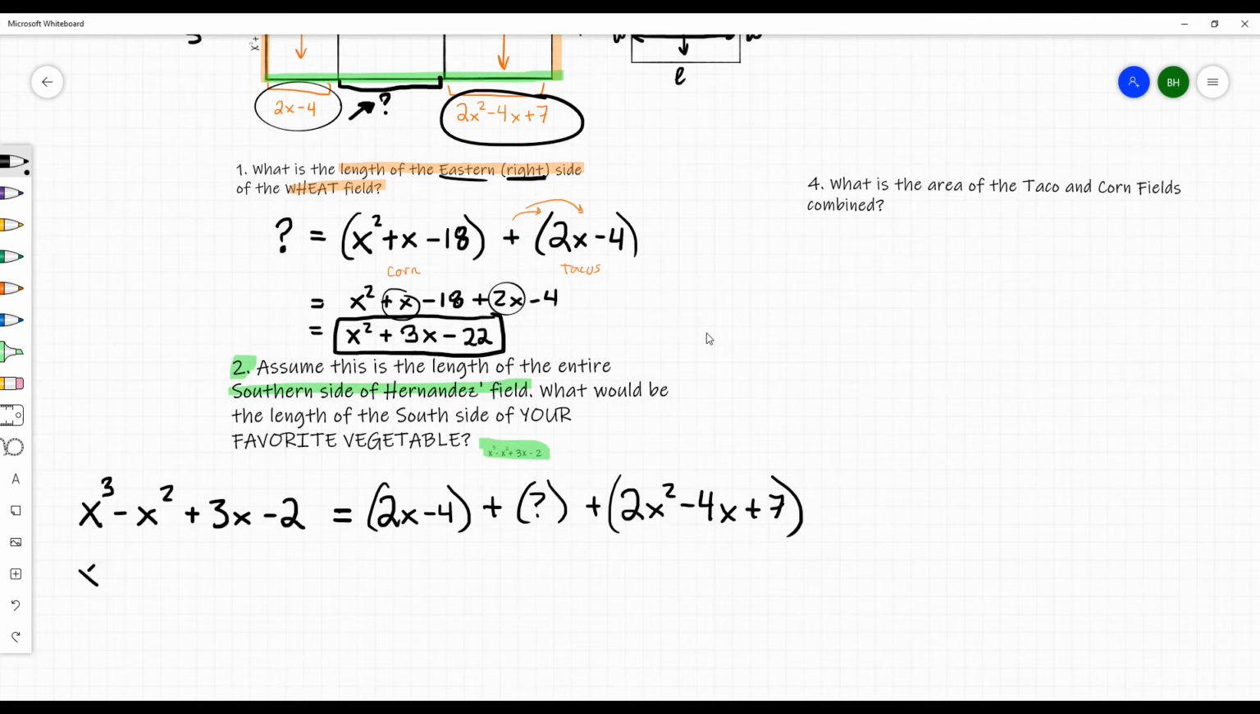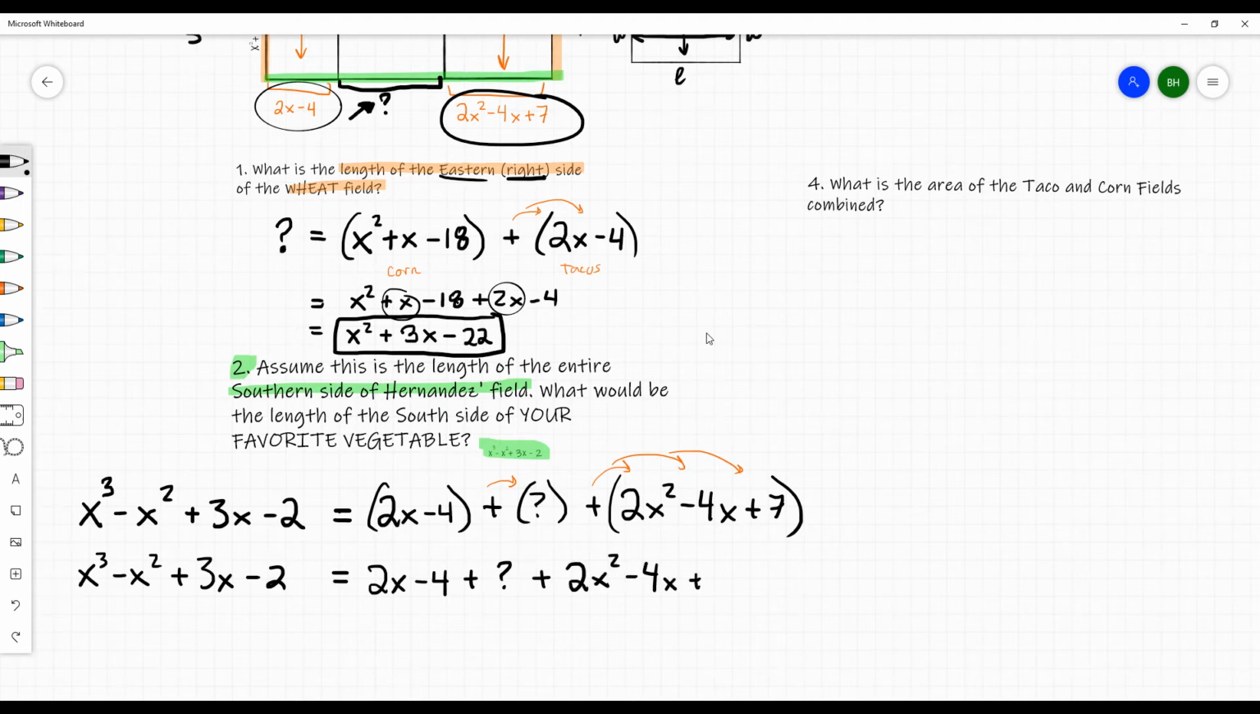So we have this whole side, x cubed minus x squared plus 3x minus 2 equals. Let's add up the values that we know. So we're going to get 2x minus 4. Can I distribute the plus sign there? Well, for now we can. Plus question mark. Plus. Same thing here. Can we distribute this plus sign? Yes, it doesn't really do much to this. Everything stays the same, so we're okay. Minus 4x plus 7. Simplify that even more.